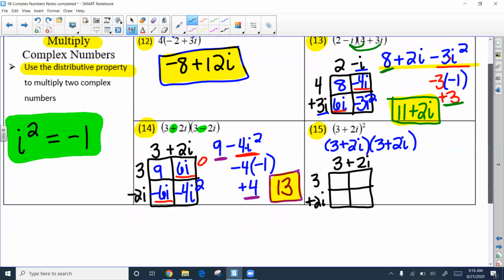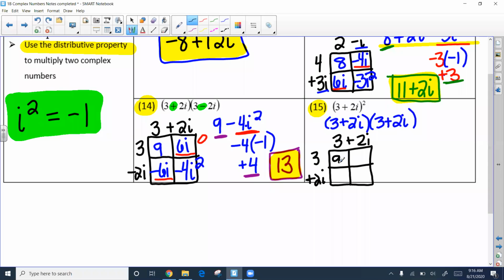So if I multiply, this will give me 9 plus 6i. This will give me plus 6i, or positive 6i, and this will give me plus 4i squared. If I combine the like terms this time, they're both a positive 6i and a positive 6i. They do not add up to 0. So here's what we have so far: 9 plus 12i plus 4i squared. This time we combine those. They didn't add up to 0 because they're not opposites. They added up to 12i.